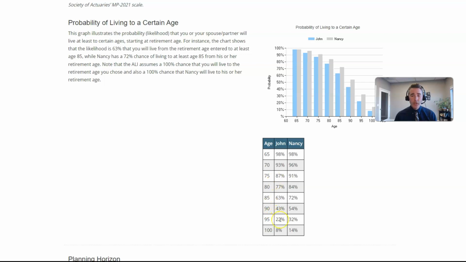There's only a 22% chance that John's going to make it to age 95. There's a 32% chance that Nancy will make it to age 95. There's an 8% chance that John will make it to age 100 and a 14% probability that Nancy would make it all the way to age 100.